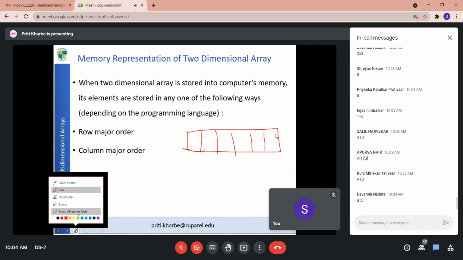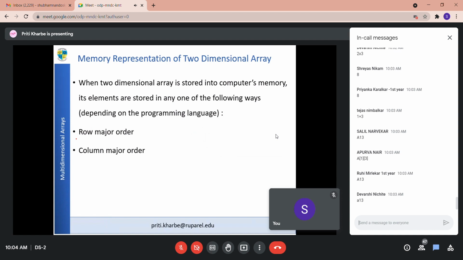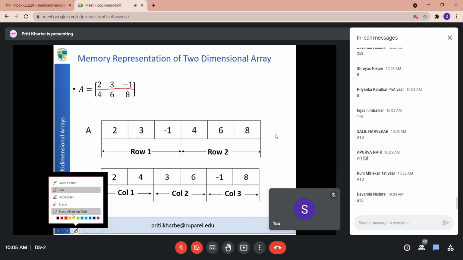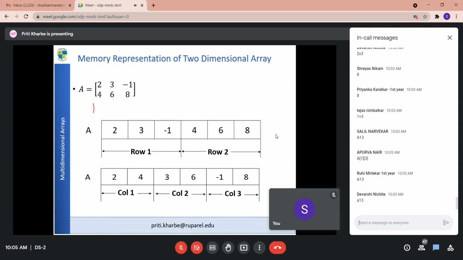So when a two-dimensional matrix is stored in an array, either it will be stored in row major order or column major order, depending on your programming language. Your programming language will follow by default one of these methods. So what is row major order and what is column major order? When we follow row major order, first we write the first row's elements 2, 3, minus 1, followed by the second row's elements, that is 4, 6, 8. This is called row major.